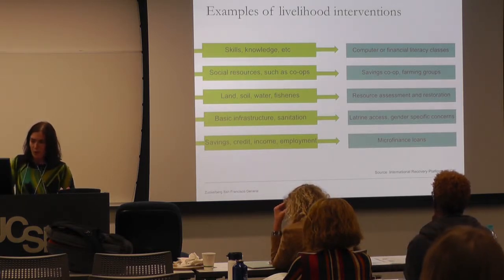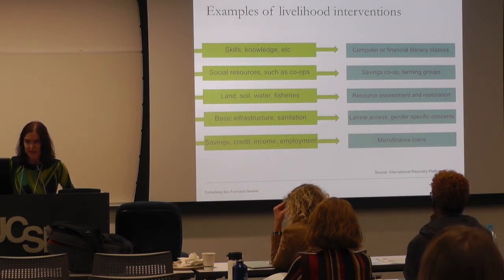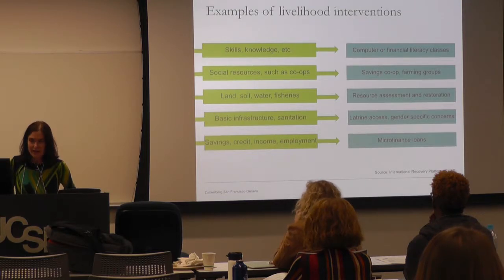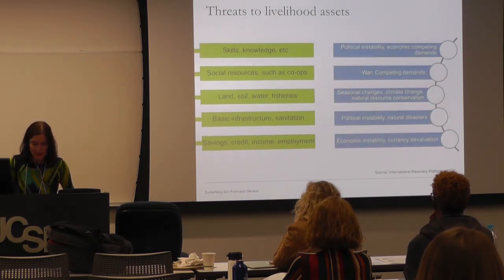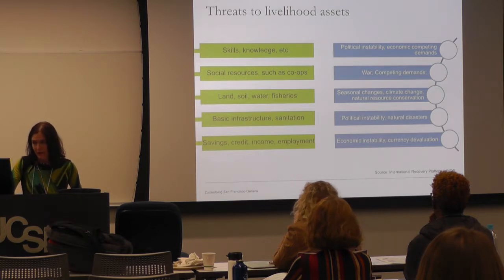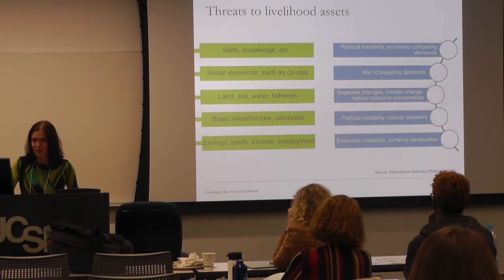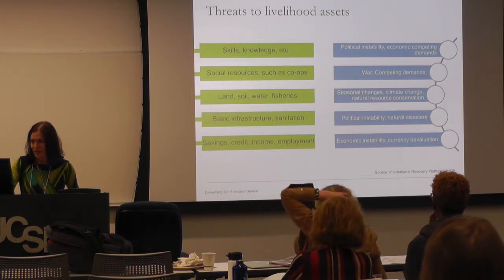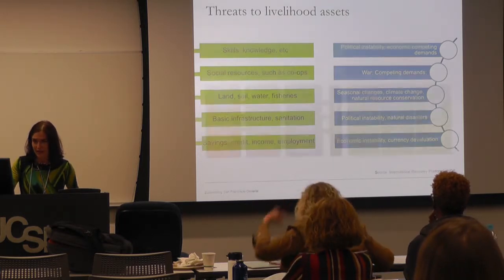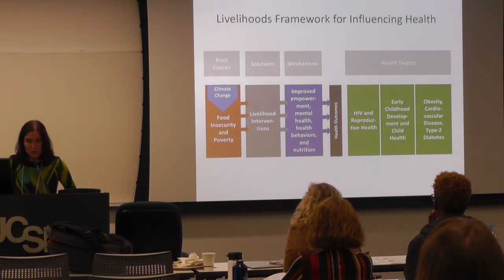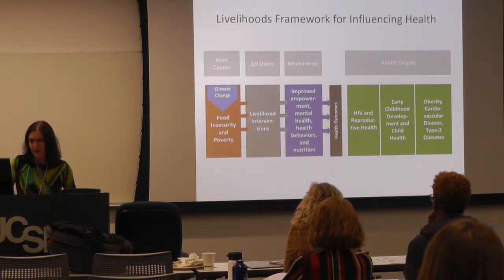There are many examples of livelihood interventions that can bolster these forms of capital and associated skills. For example, if you want to bolster human capital by advancing skills and knowledge, you may consider something like computer or financial literacy, education, or other forms of educational attainment. But there are a number of threats that could attenuate the impacts of livelihood interventions, and we really need to pay attention to those. At the end, I will describe how this played out in one of our studies in Kenya.